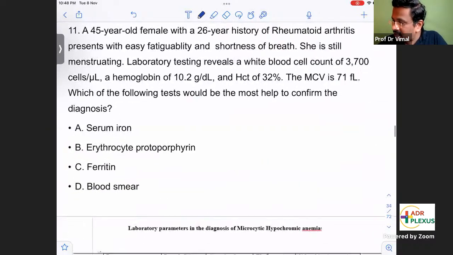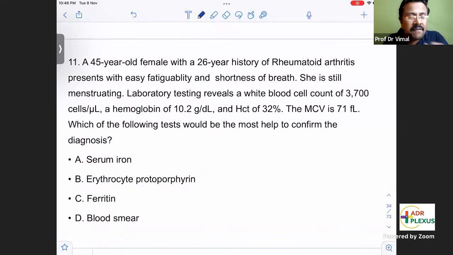Okay, now let's see this question. A 45-year-old female with a 26-year history of rheumatoid arthritis presents with easy fatigability and shortness of breath. She is still menstruating. Laboratory studies reveal a white blood cell count of 3,700, a hemoglobin of 10.2, a hematocrit of 32%, and an MCV of 71 femtoliter. Which of the following tests will be most helpful to confirm the diagnosis?